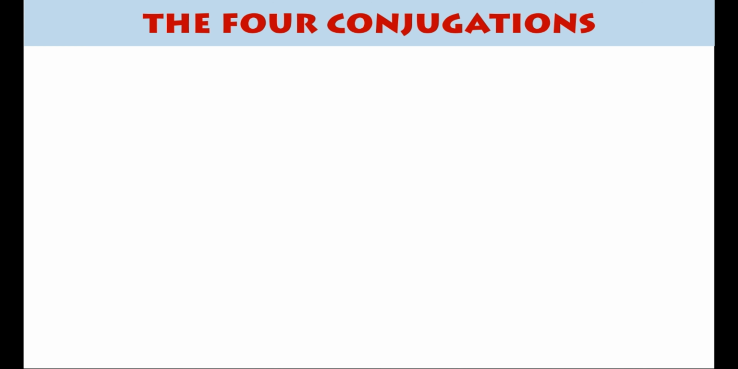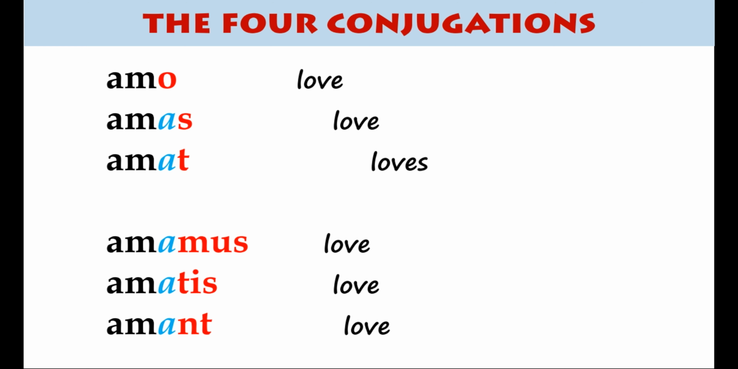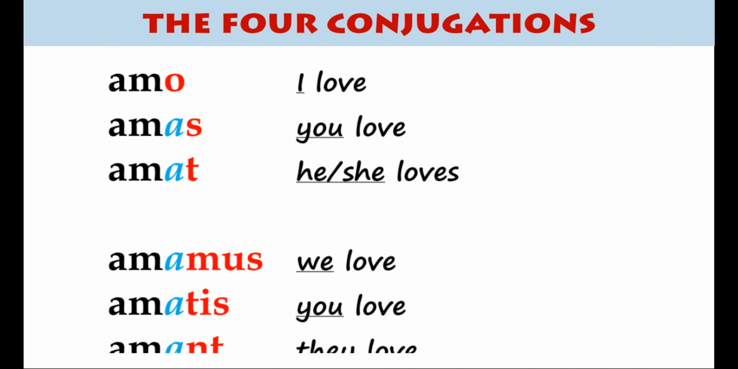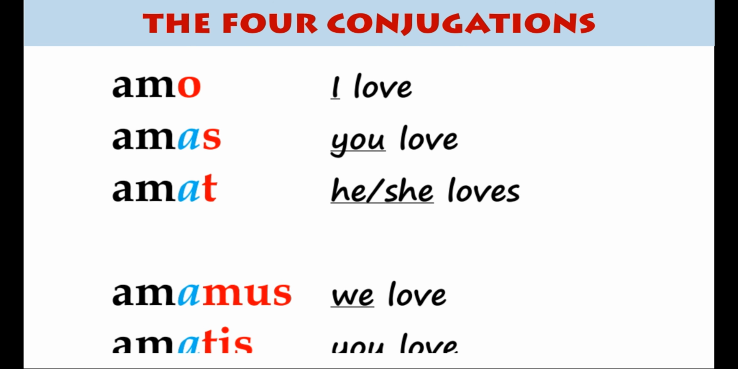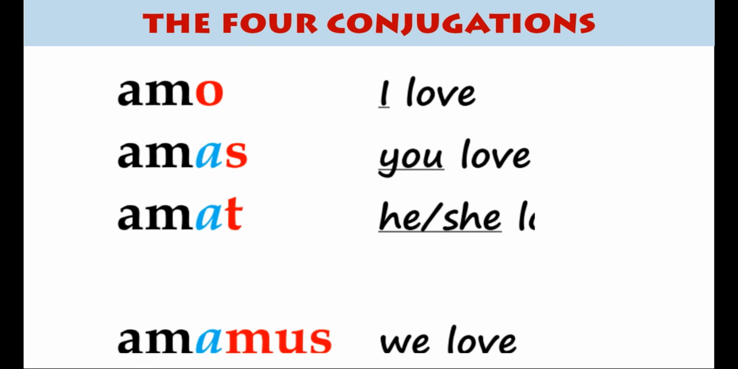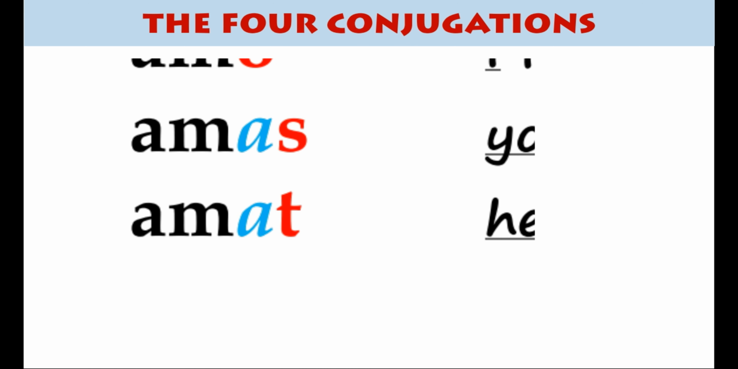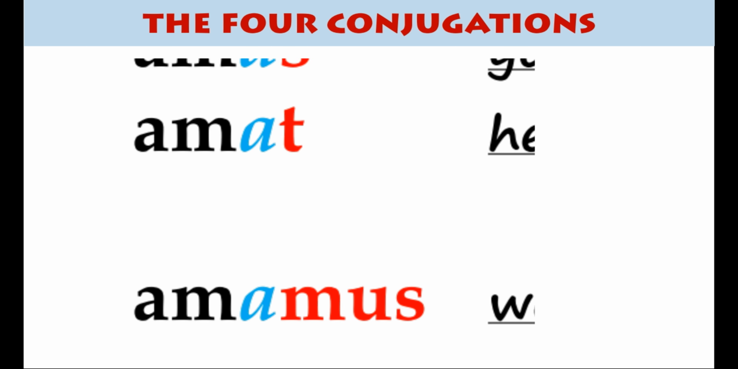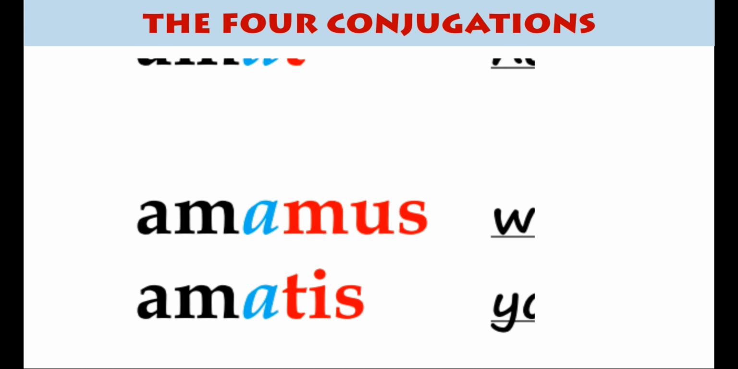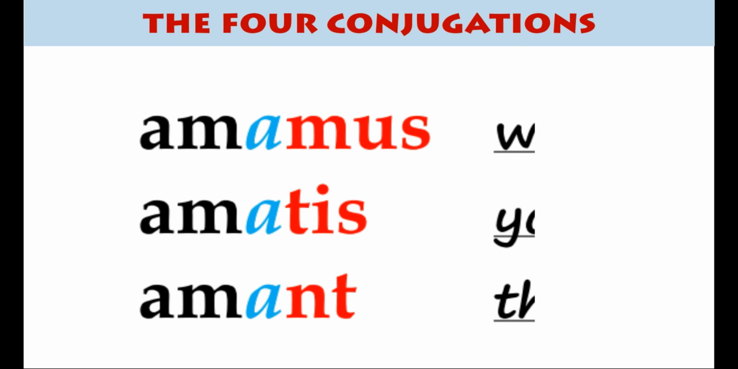The verb amo, one of the most common verbs that people learn when they begin Latin. I love, you love, he or she loves, we love, you plural love, and they love. So nice and clear, and you can see immediately why this is first conjugation, because the letter A dominates all the way down, and that's why we fit it into this particular family.